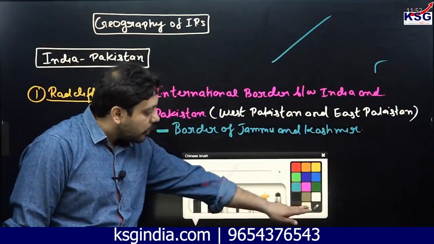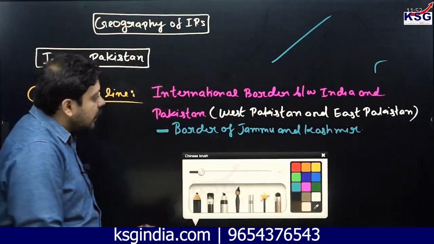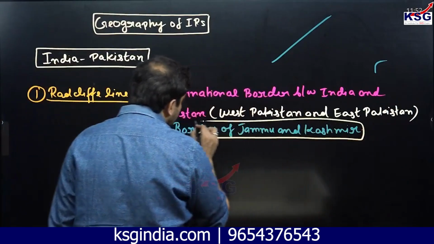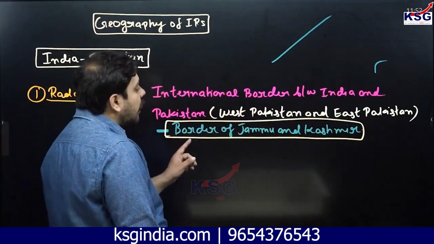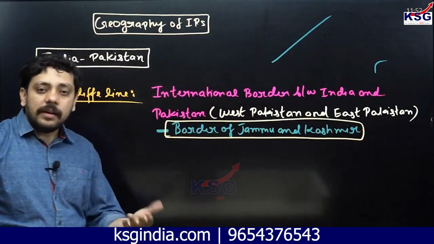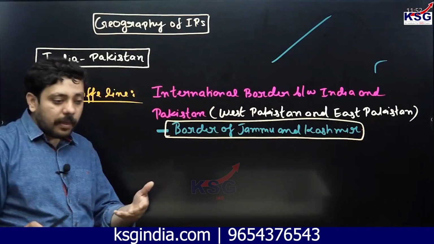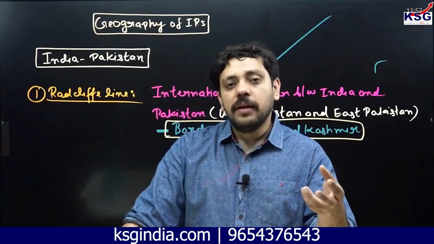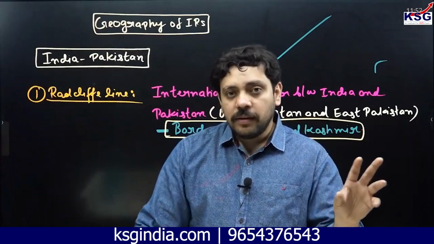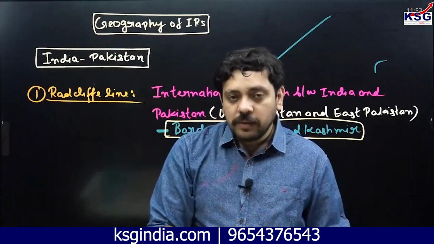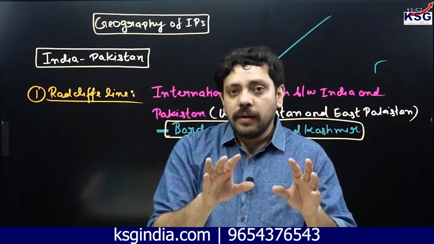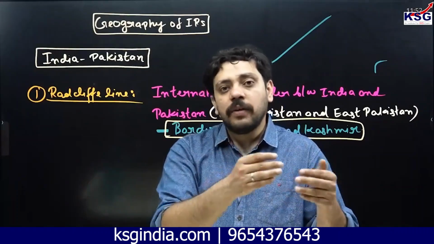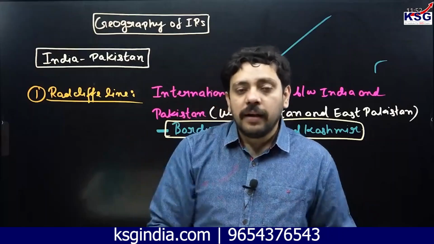An important thing to be noted about the Radcliffe line is that the border of Jammu and Kashmir that goes with Pakistan is not covered under the Radcliffe line, because at the time of the creation of the Pakistani territory, when the Pakistani state was created, the border of Jammu and Kashmir was not demarcated with Pakistan because Jammu and Kashmir had not signed an instrument of accession until October 1947.